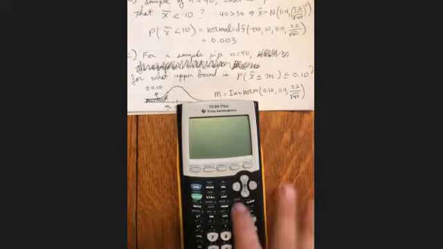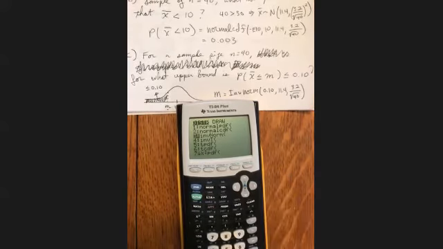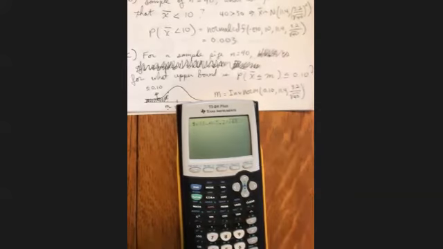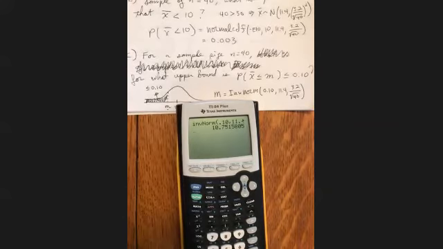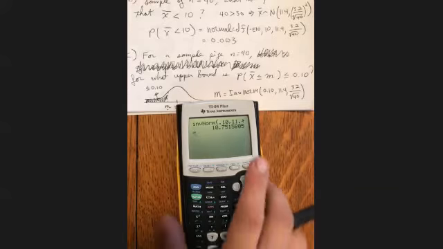We get to it by second vars again, go down, it's the third option, inverse norm. First input is the area or the probability, then the mean, then the standard deviation. And so we get a value of 10.75.